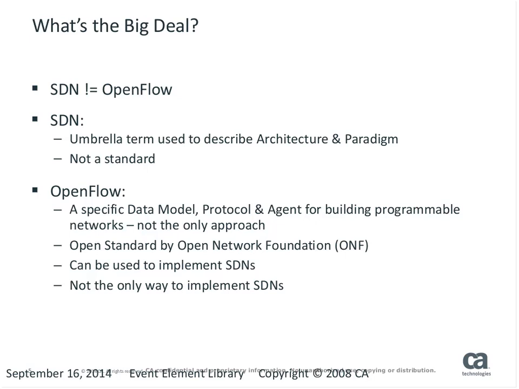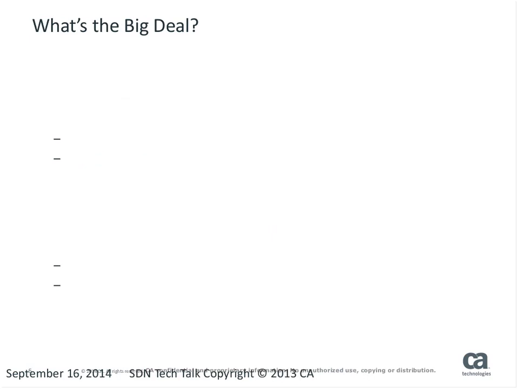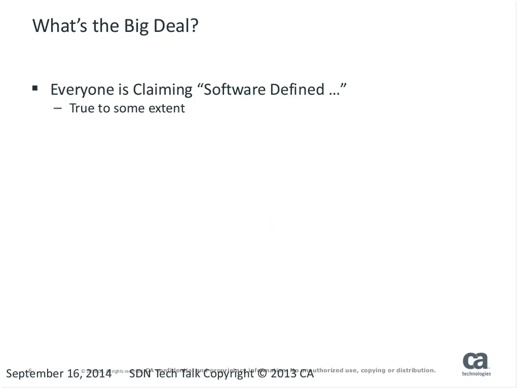So what's the big deal about SDN? There's so much chatter. You can hardly pick up a trade journal, Network World or whatever, and you'll find articles very frequently on SDN. And everybody's claiming participation. Everybody's claiming software-defined something, right? Software-defined networking, software-defined data centers, software-defined devices, software-defined routing. So really everybody is claiming this, and it's true to some extent. Everybody's participating in this new ecosystem to some extent.